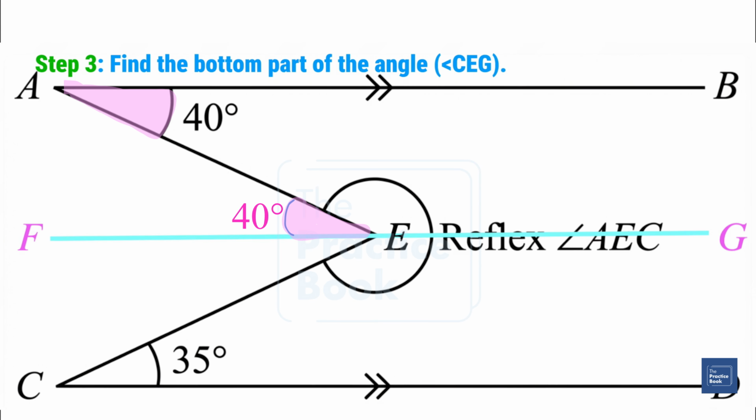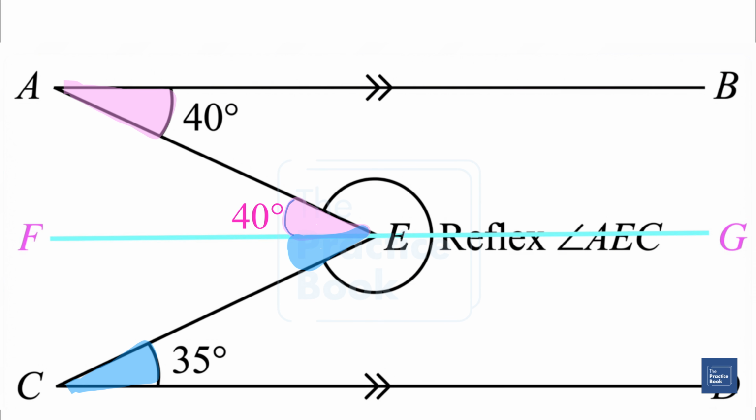There is a Z shape here too, formed by line CD and FG. So, angle DCE is equal to angle CEF. Angle DCE is 35 degrees, which means angle CEF is also equal to 35 degrees.